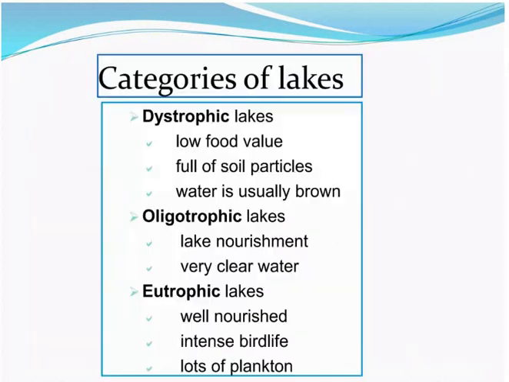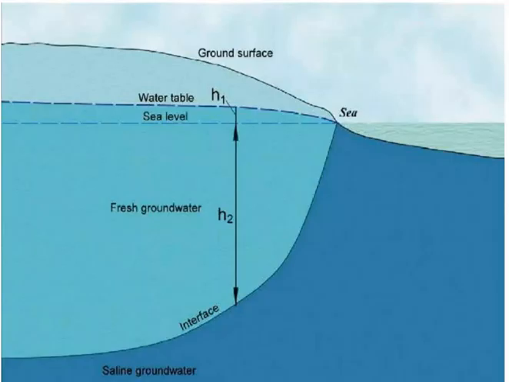So, categories of lake: dystrophic lakes, low food value, full of soil particles, water is usually brown. Oligotrophic lakes, few nourishments, very clear water. Eutrophic lakes, well nourished, intense bird life, and lots of plankton. Look at here. The ground surface, water table, sea level, fresh groundwater interface, and saline water.